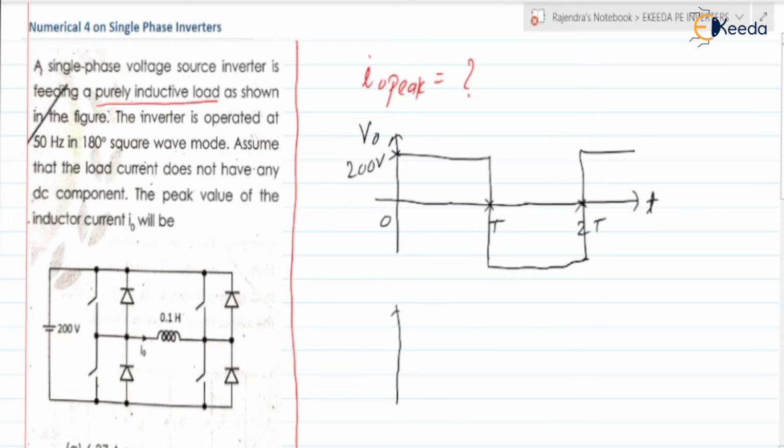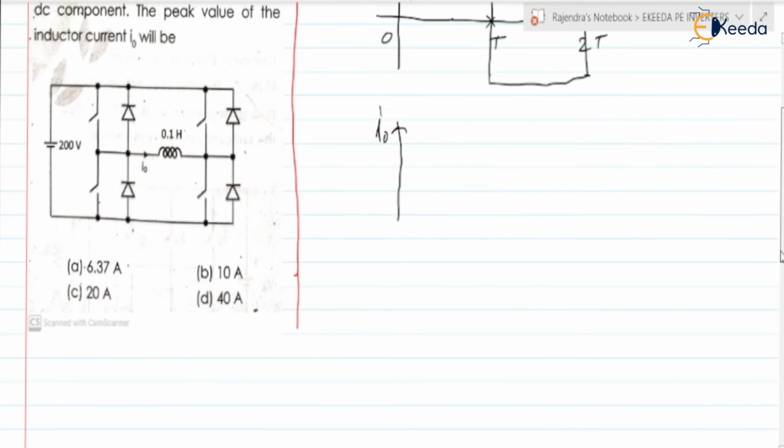Next, what is the I0 waveform? For continuous conduction, it is starting from negative. We have already discussed it. So the I0 waveform will be like this, starting from negative and passing through.